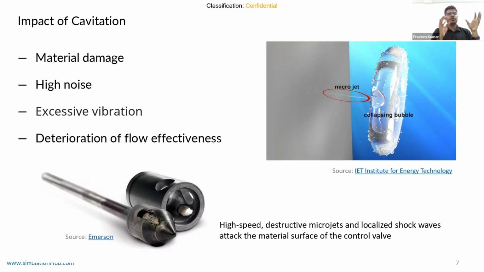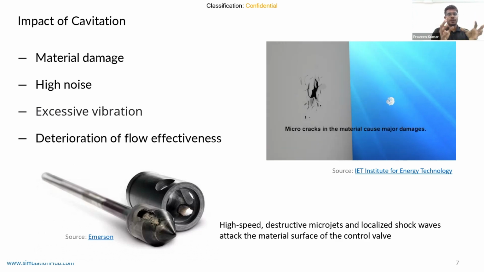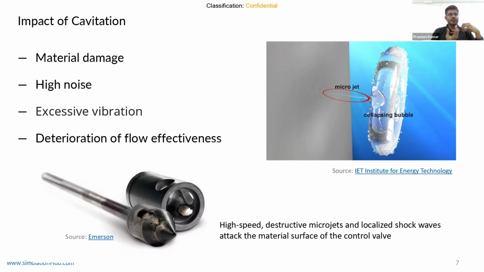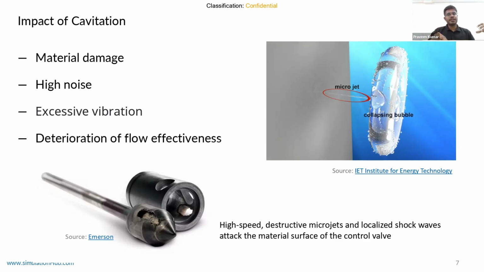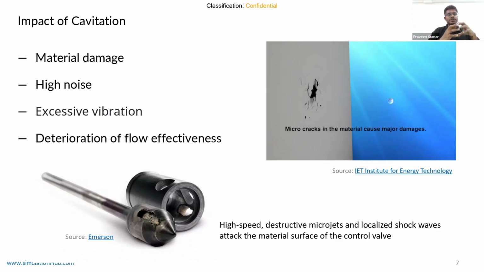It damages your valve trim and valve body, and then it creates high noise. The cavitation phenomenon itself creates high noise and excess vibration in the structure, and it also causes deterioration of flow effectiveness. When vapor bubbles form, that in turn affects the flow. So you can see the damage it can cause to the trim.